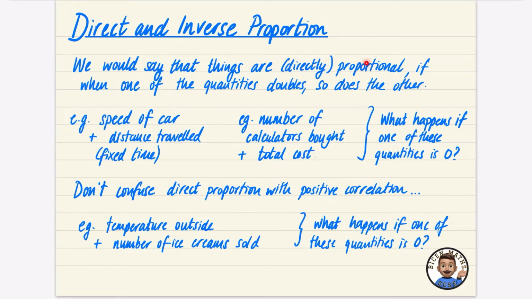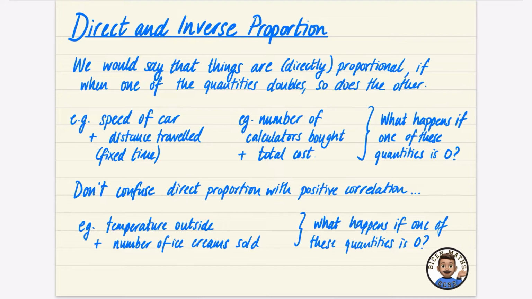So we would say that things are proportional if, when one of the quantities doubles, so does the other. So for example, if we had a fixed amount of time that a car was traveling, the speed of the car and the distance that it traveled would be directly proportional, because let's say that the car was traveling for just, I don't know, 30 seconds. If you double the speed of the car for that 30 seconds, it will travel twice as far.